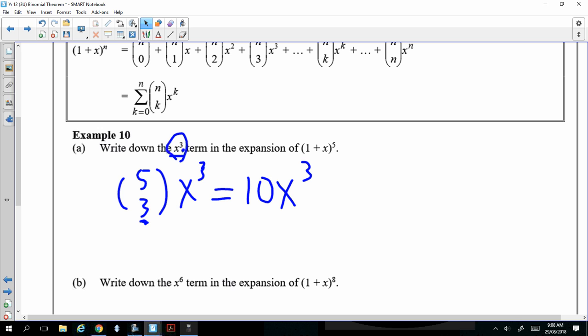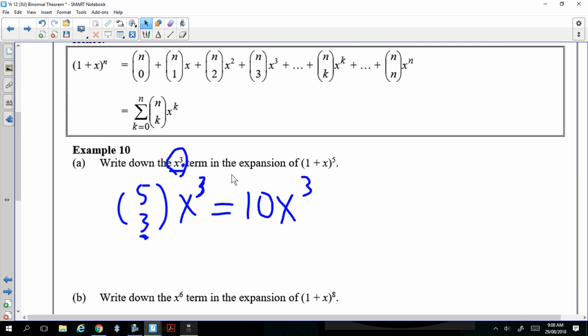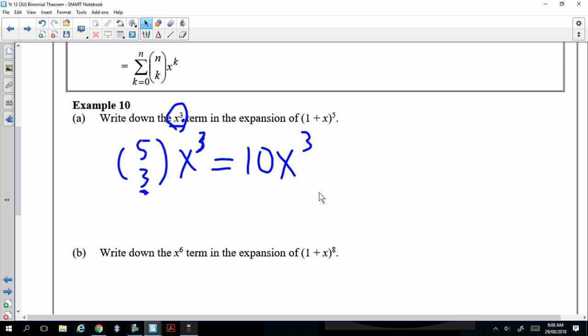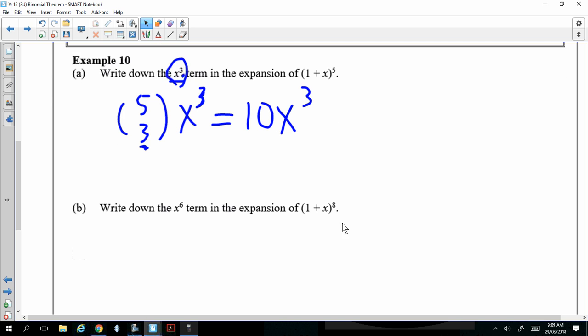That's what the binomial theorem is about. You can use the formula to work out a specific term of the expansion. And that makes it even easier for any power. So even for a big power, you don't have to expand everything.